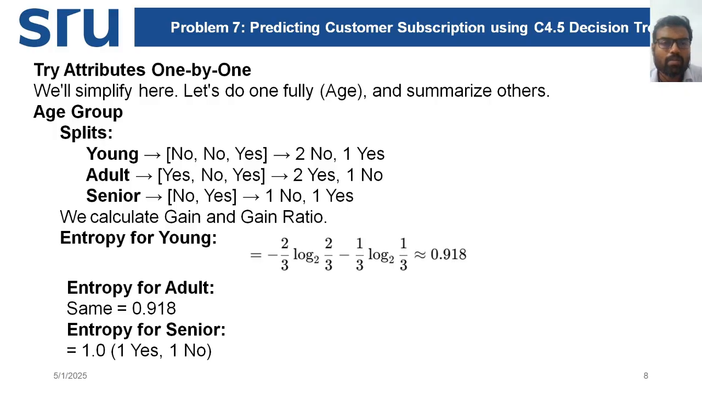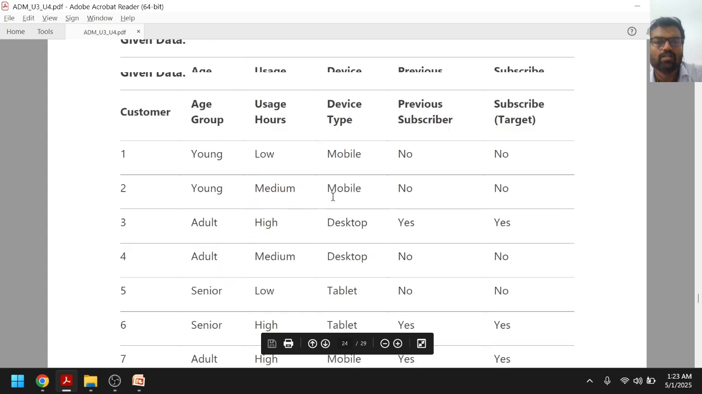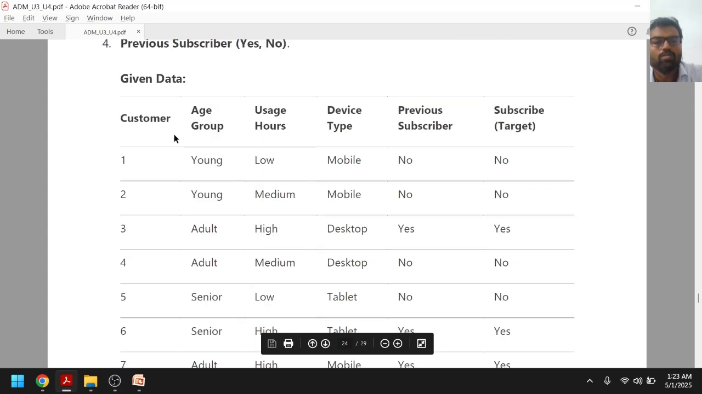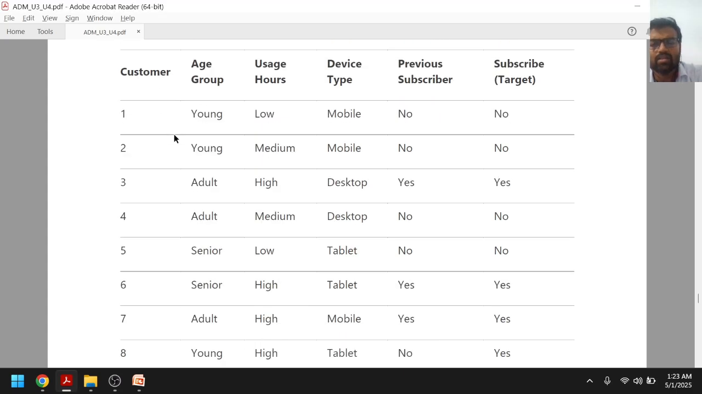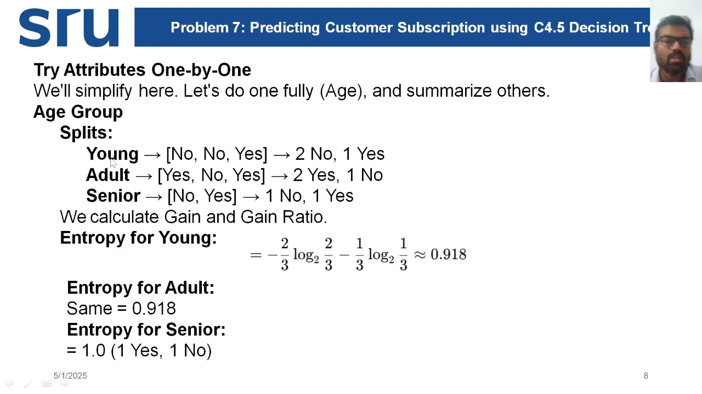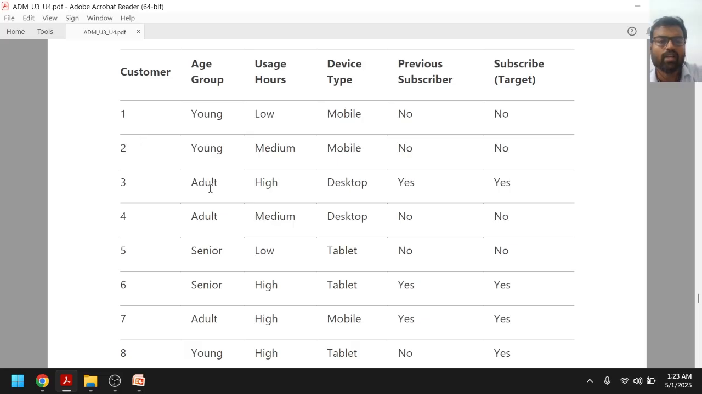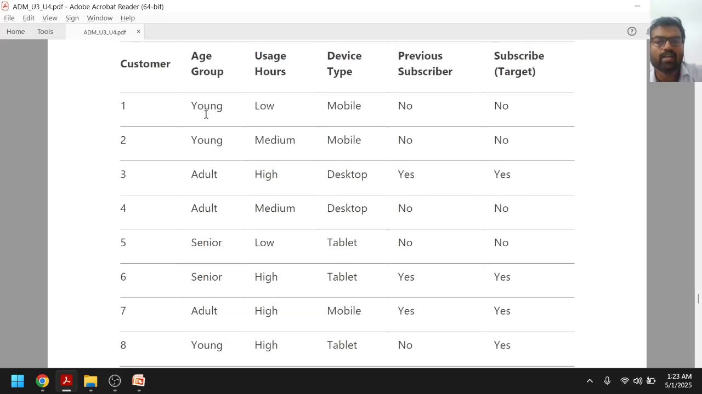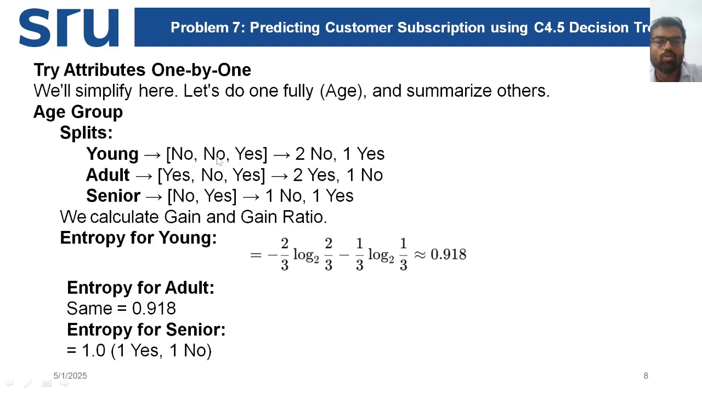Right, attributes one by one. Let's see age group. We are taking age group here. Our aim is to make one dictionary. Based on that, young, adult, senior, three values in this attribute. In young: no, no, yes. Two no's, one yes. Not good.